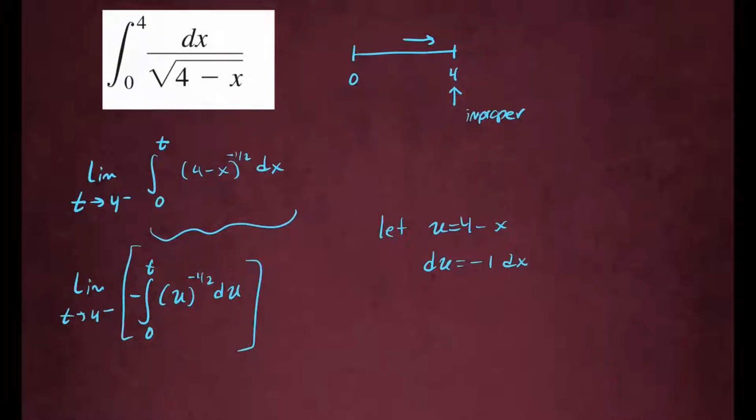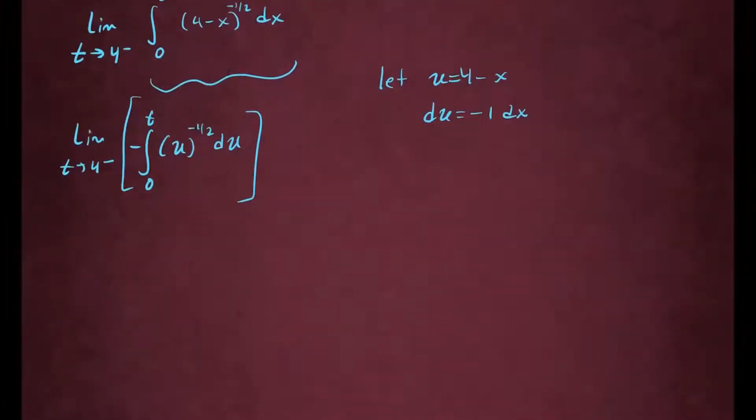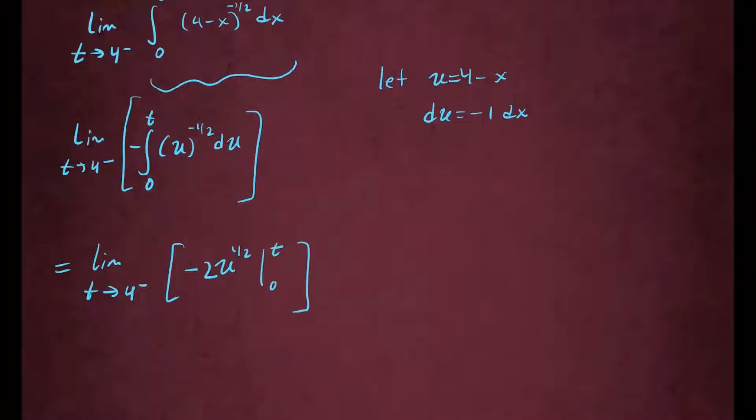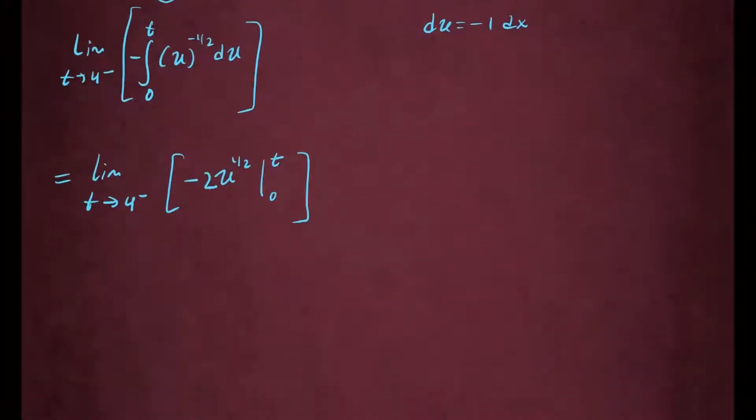So now using the power rule of integration, we add 1 to the power, and the same power goes on the bottom. So we have the limit, t approaches 4 from the left, of negative u to the positive 1/2 over 1/2, which is the same as multiplying by 2. And we're going to take it from 0 to t. Now, using the fundamental theorem of calculus, we plug in the upper limit of integration minus the lower limit of integration. So we have the limit as t approaches 4 from the left of negative 2 times.